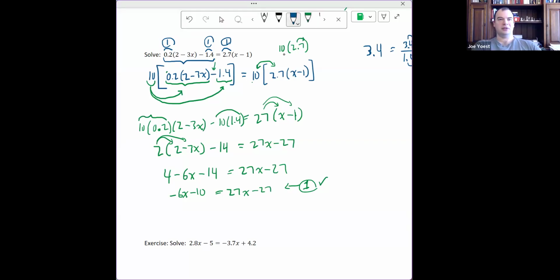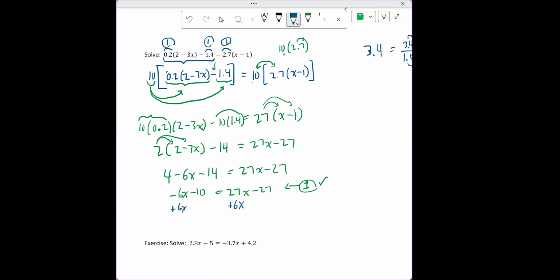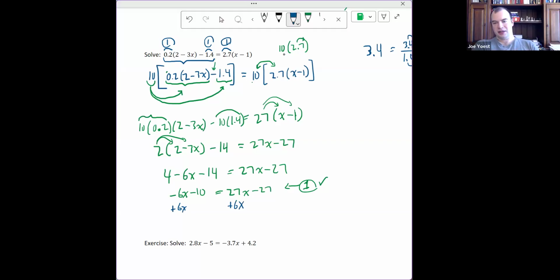Now I will proceed forward with the goal of combining my variable terms, getting my negative 6x and my 27x terms combined together. I'll do that by adding 6x to both sides. The other option would be subtracting 27x from both sides, but that's going to leave a negative coefficient.